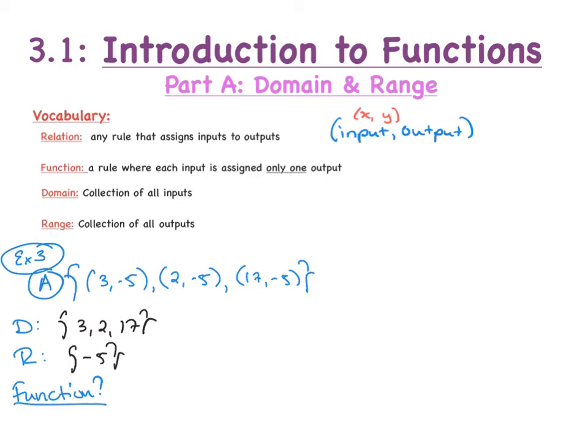Is this a function? So is there an x value, is there an input that has more than one output? Okay, x equals 3. It only has one output, -5. Yeah, it has to share, but x equals 3 has just the one output. Same with x equals 2. It has only one output, -5. And same with x equals 17. It only has the one output. So is this a function? You bet. Yes. All of the x's have only one y.